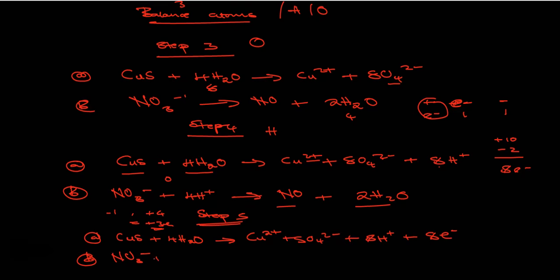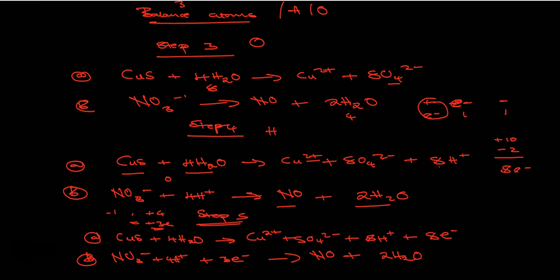Nitrate ion plus hydrogen ion plus 3 electrons. Electrons are always negative, so to produce nitrogen monoxide plus 2 molecules of water. This is now what you do.